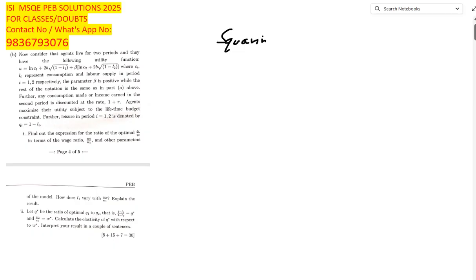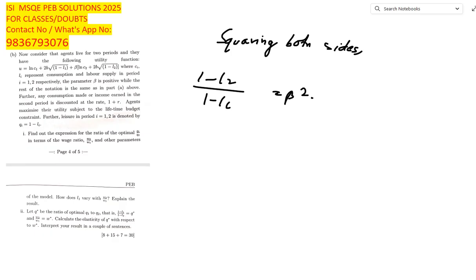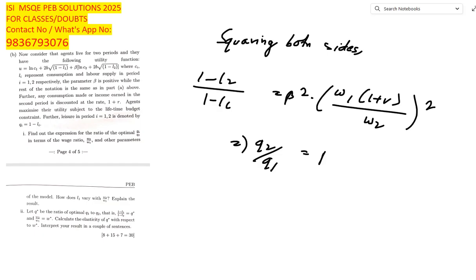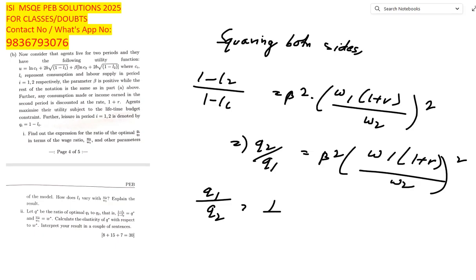Squaring both sides, we get 1 minus L2 by 1 minus L1 is equal to 1 by beta squared times W1 1 plus R by W2 squared, or Q2 by Q1 is beta squared W2 by W1 1 plus R squared. Then Q1 by Q2 is equal to 1 by beta squared times W1 by W2 times 1 plus R squared.